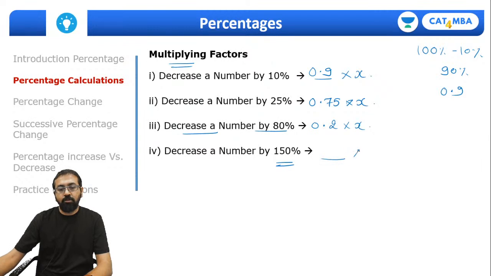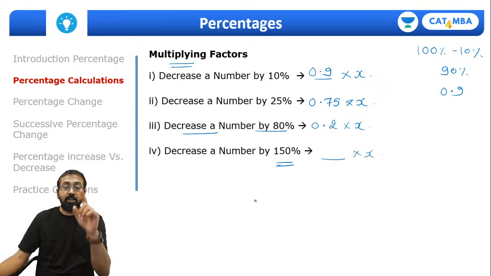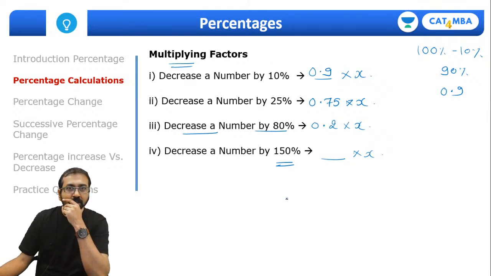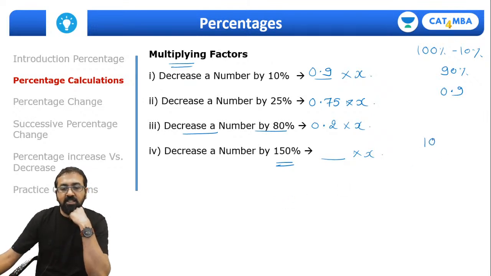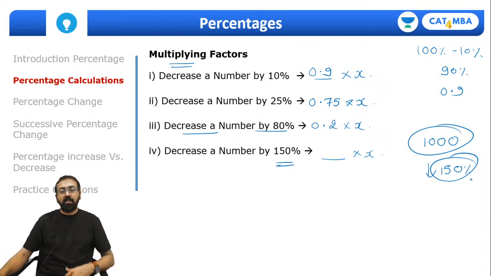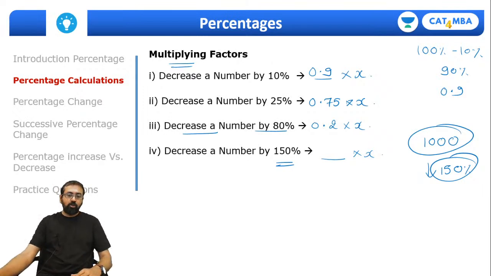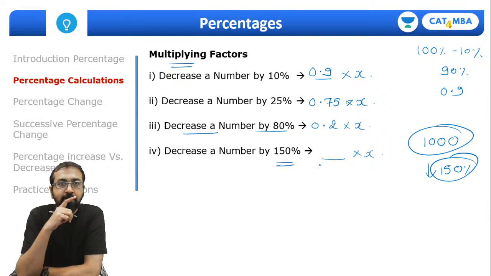Okay, now what if I want to decrease the number by 150%? Can you tell me what will be the multiplying factor over here? So for example, if I take a number 1000, and I decrease it by 150%, what will happen? What will be the value, and what is the multiplying factor over here? Write it in the chat box, everyone, quickly.